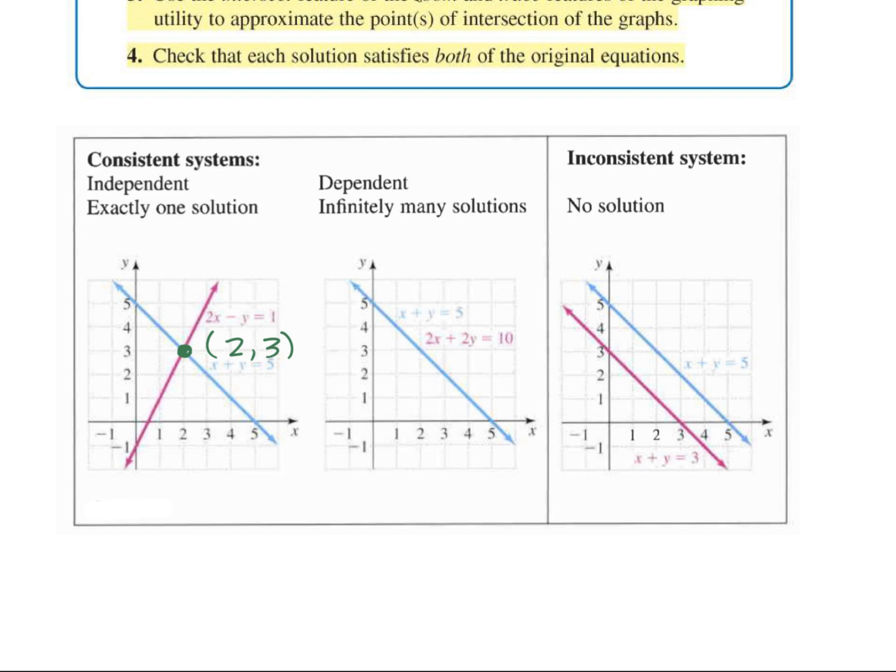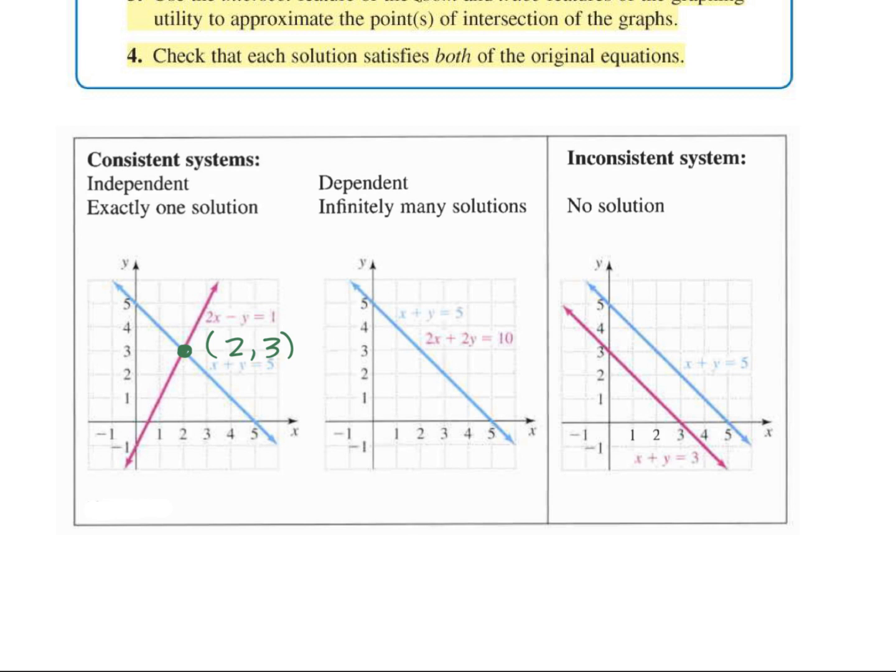However, in that middle one, the two lines overlap one another. When that happens and they're the same equation, that means that you have infinitely many solutions. Not all solutions, but infinitely many solutions. The entire graph is not covered, so the only solutions are the ones on that line. So it's infinitely many solutions.